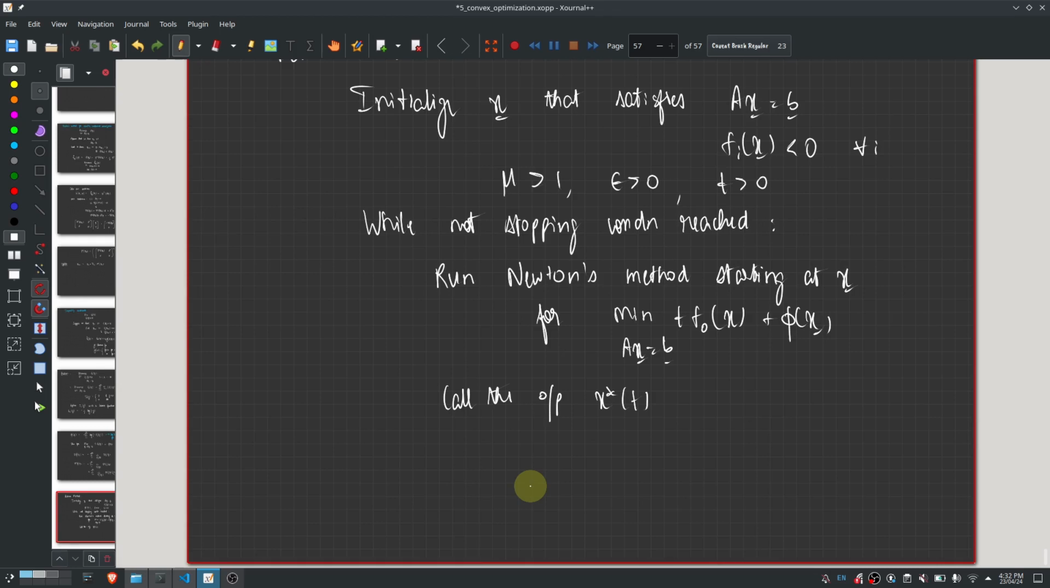You next increment t. Okay. Set t to be equal to mu times t. Remember that mu is greater than 1. So multiplying by mu only increases the value of t. And you set x to be equal to x star of t. Okay, so now you are changing the objective function, right? And you are starting with a new initial point which is going to be the final point that you get from the previous iteration. Okay, and then you keep running this until some kind of stopping condition is reached.